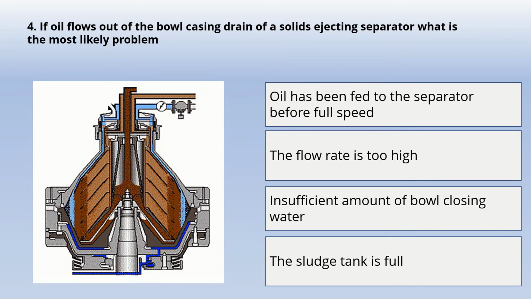Our next question is, if oil flows out of the bowl casing drain of the solids ejecting separator, what is the most likely problem? And the options are: oil has been fed to the separator before full speed, the flow rate is too high, insufficient amount of bowl closing water, the sludge tank is full. And the correct option for this question is insufficient amount of bowl closing water.